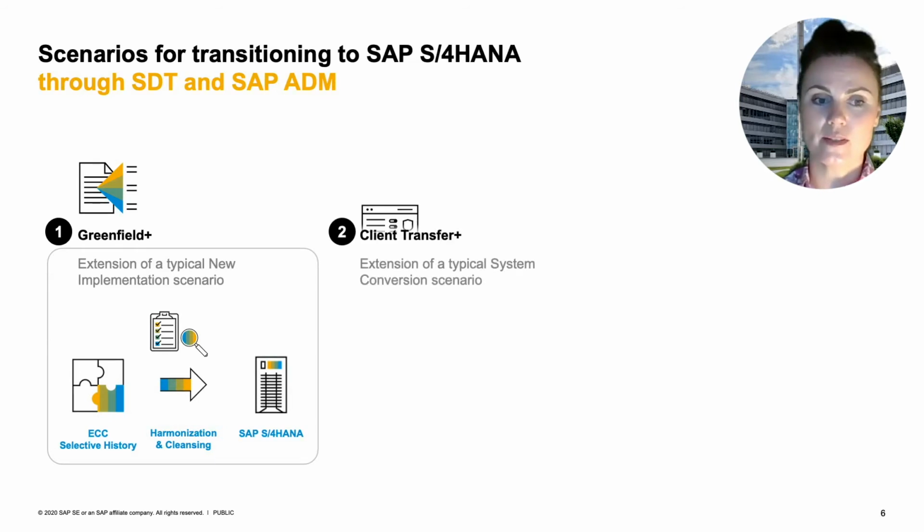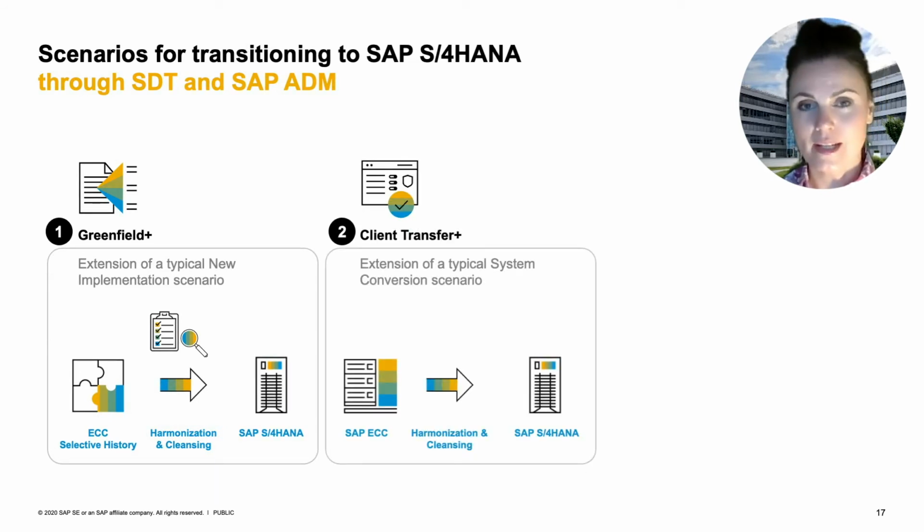The second one is actually Client Transfer Plus. That refers more to a system conversion. And what happens here is that you build something like a template from the source system, very often referred to as a shell approach or a shell copy.